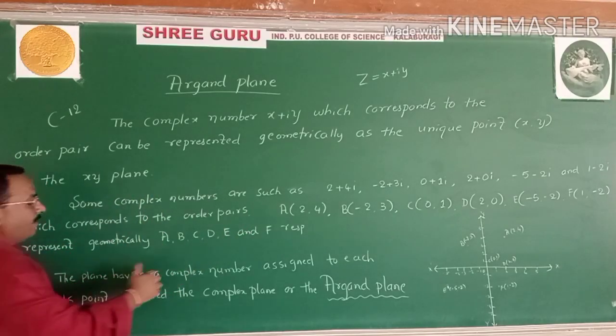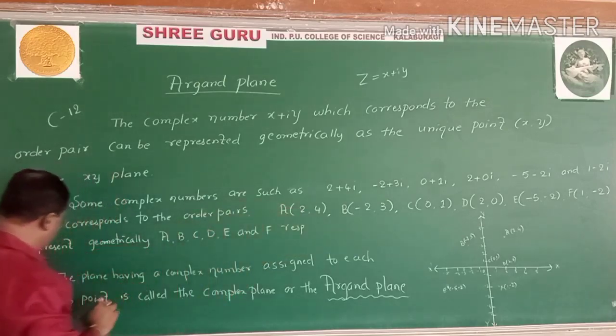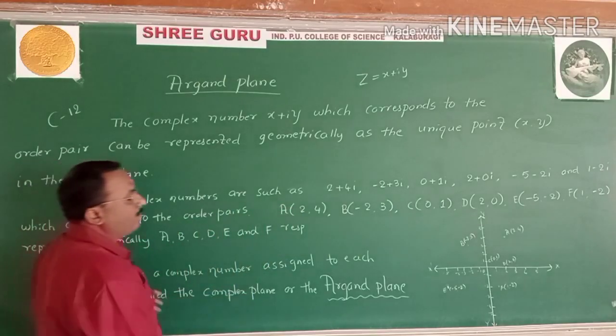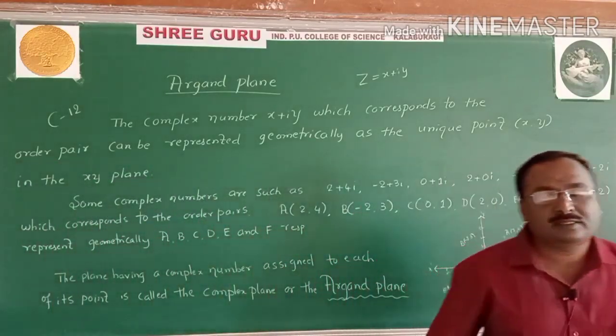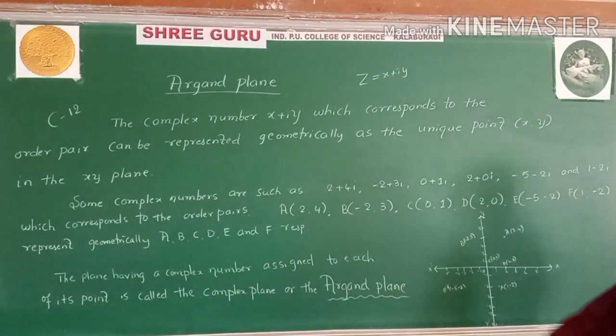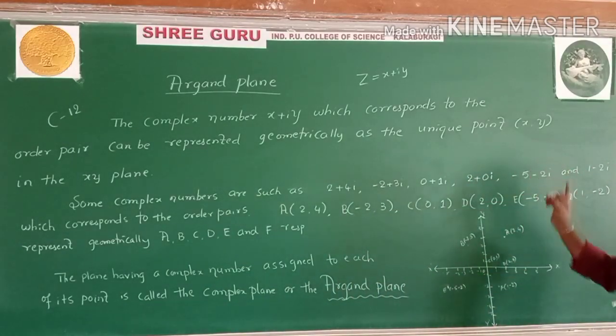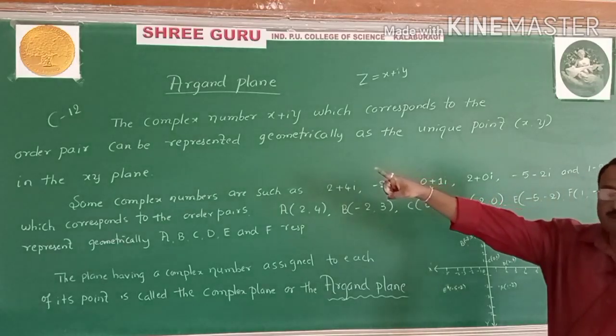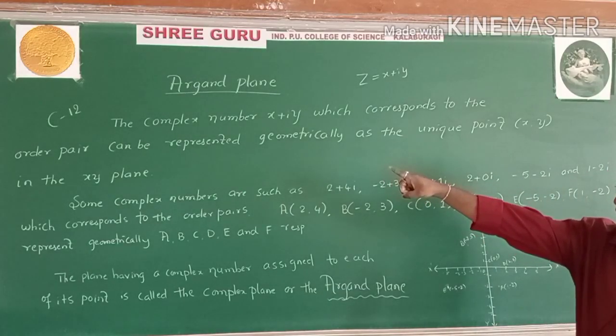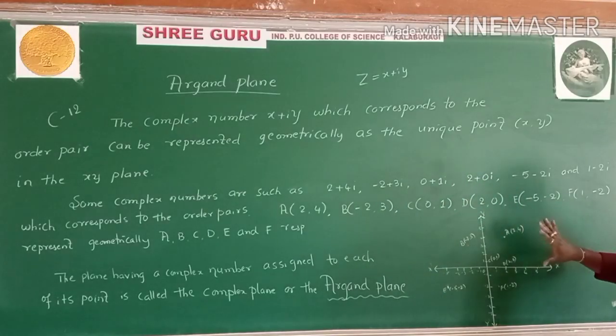Here the plane having a complex number assigned to each of its points is called a complex plane or Argand plane. This is the complex plane or Argand plane. Keep in your mind, this is the Argand plane. Once again, the actual meaning is: take some complex numbers, assign x and y values and plot the points in the plane, that is called the Argand plane. Clear, understood?